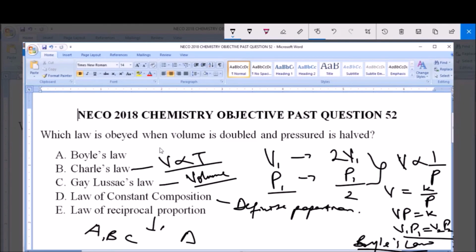But from this expression here, that volume is doubled and pressure is halved, it is typically Boyle's law, and that is option A, Boyle's law.